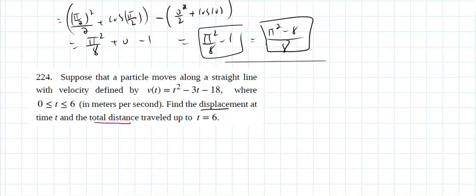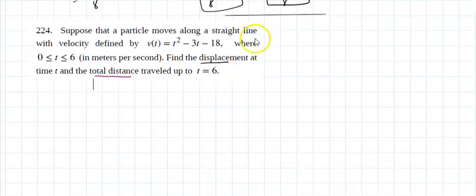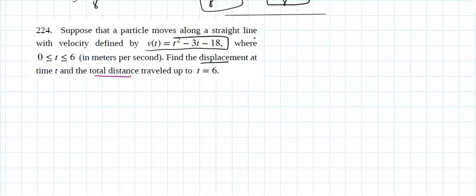Now we get to the difference between displacement and area. Displacement is nothing more than, suppose that a particle moves along a straight line with a given velocity, where t runs between 0 and 6, of course, time in seconds in this case, and distance is measured in meters, not in feet. Find the displacement.